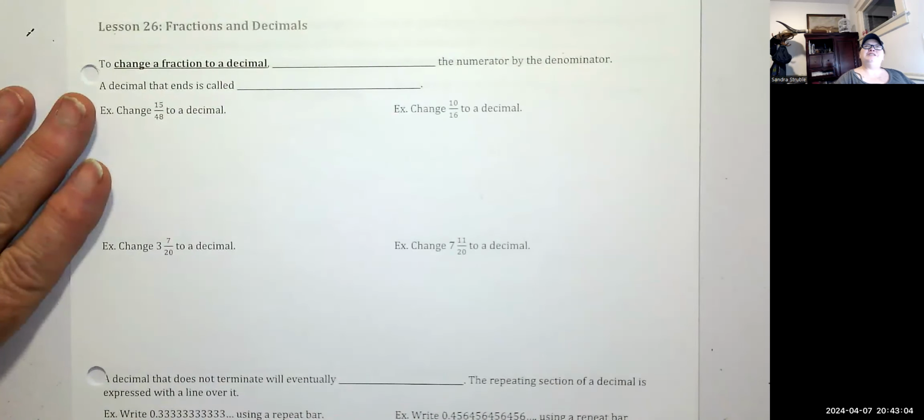To change a fraction to a decimal, we're going to divide. Divide the numerator by the denominator. A decimal that ends is called terminating.